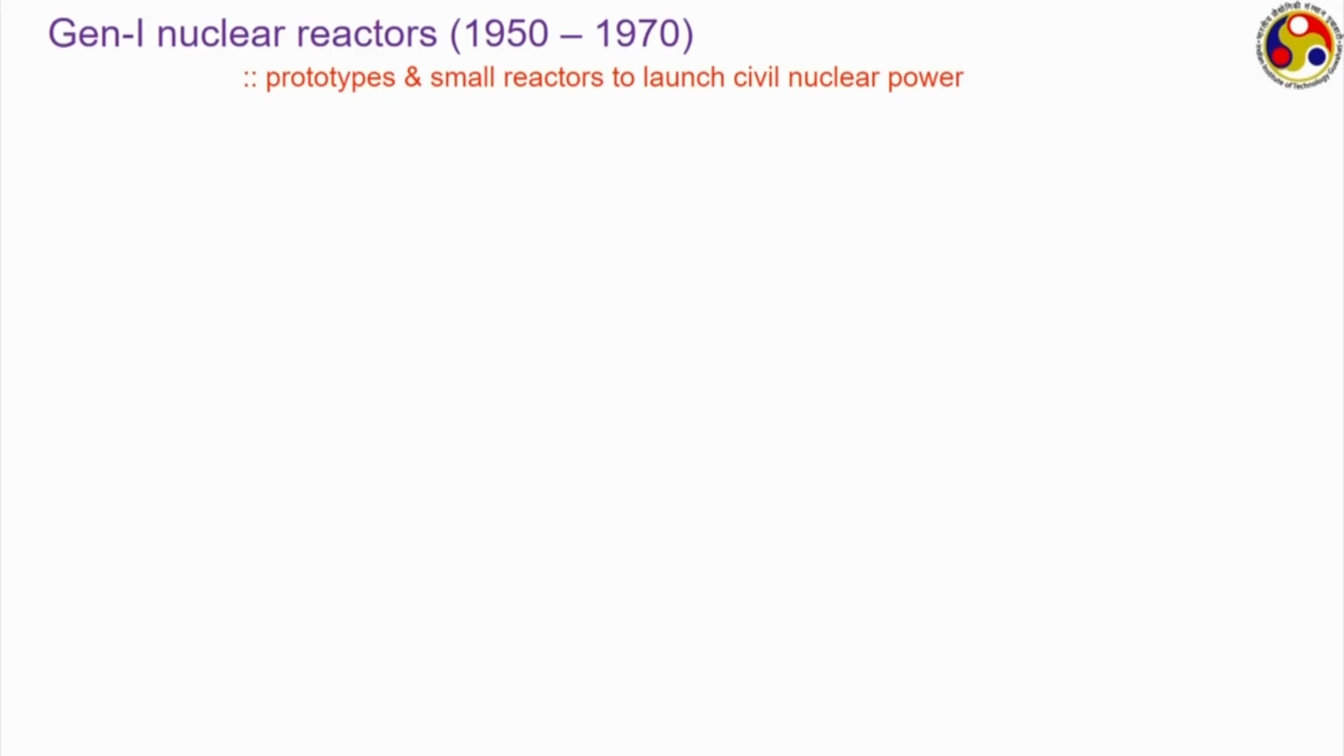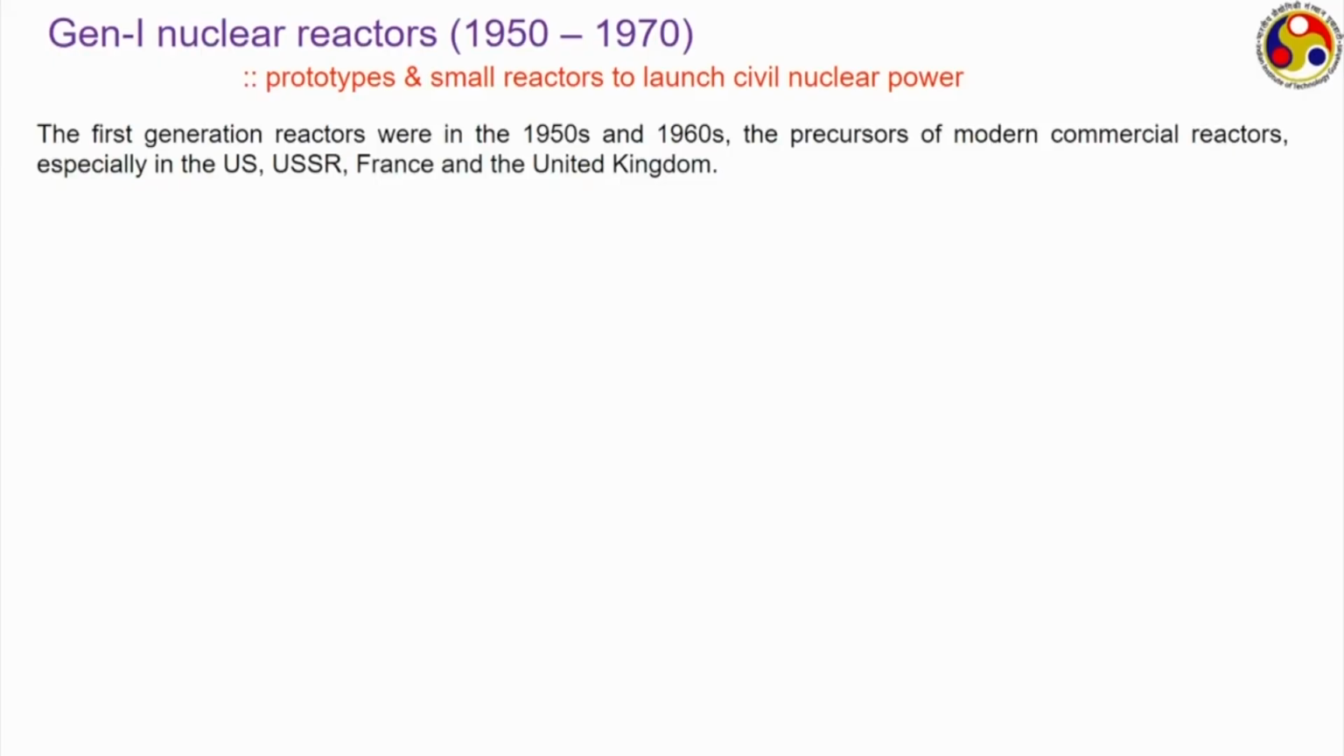So, the first is the generation 1 reactors. The lifespan of that can be considered to be the 1950s to 1970s, and they concern the prototypes and small reactors to launch civil nuclear power. The objective was only to get an idea about how a nuclear plant operates. Hardly any power was available for commercial application, but the focus was more on research or initial development.